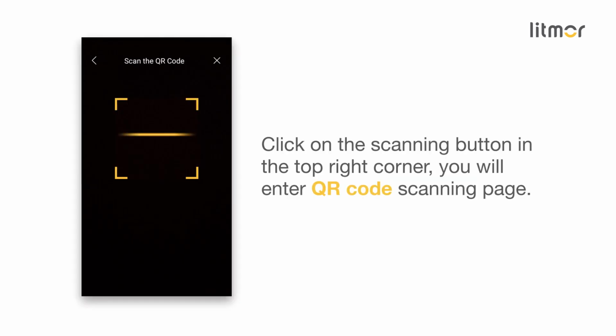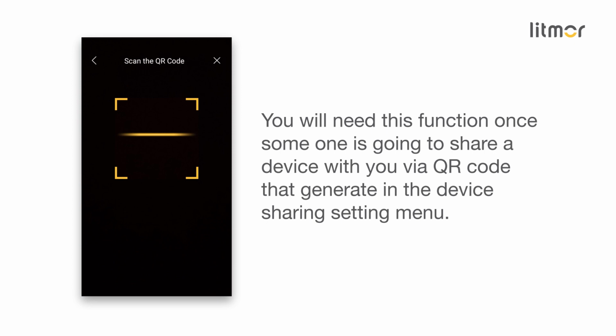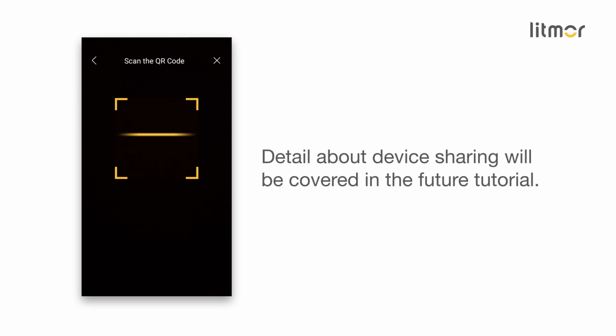Click on the Scanning button in the top right corner. You will enter QR code scanning page. You will need this function once someone is going to share a device with you via QR code that generate in the device sharing setting menu. Detail about device sharing will be covered in the future tutorial.